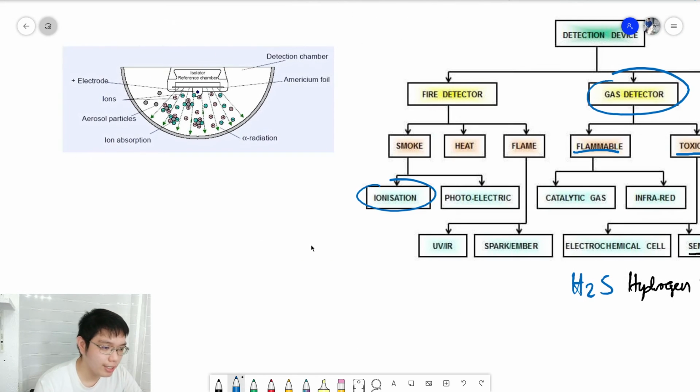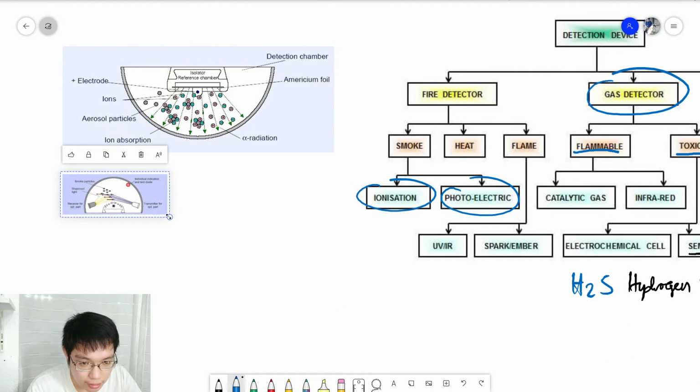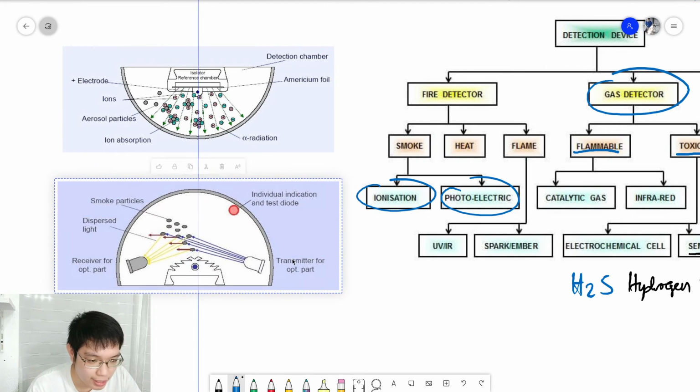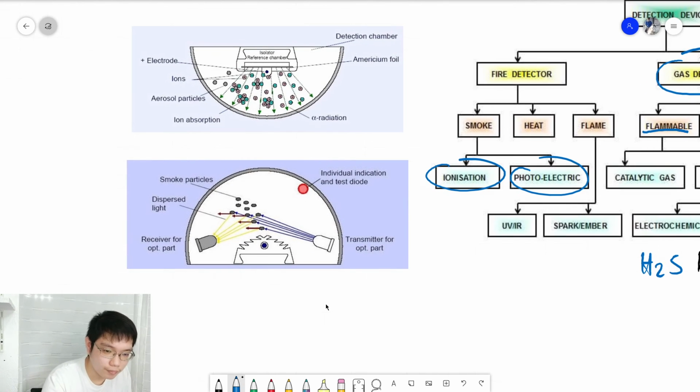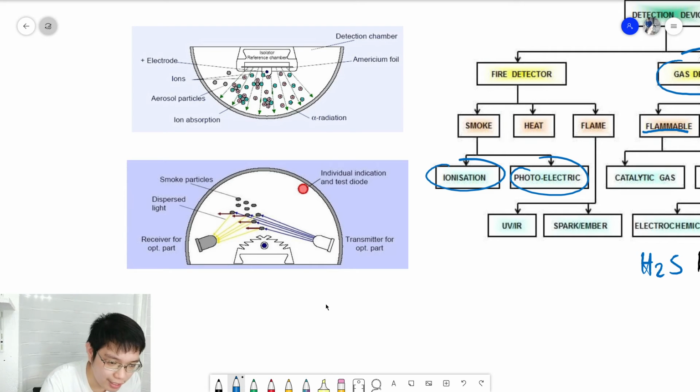Another is the photoelectric type of smoke detectors. How the photoelectric type works is, we have a light transmitter. It doesn't necessarily have to be visible light. It can be, for example, infrared light. And then we have a receiver right here at an off angle.